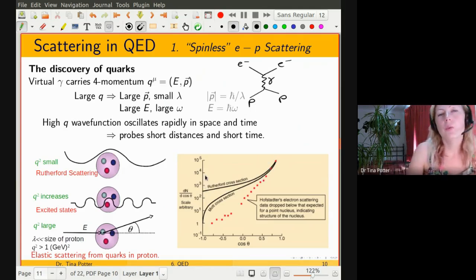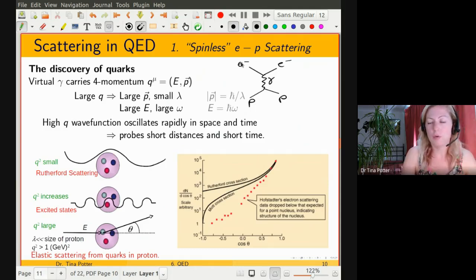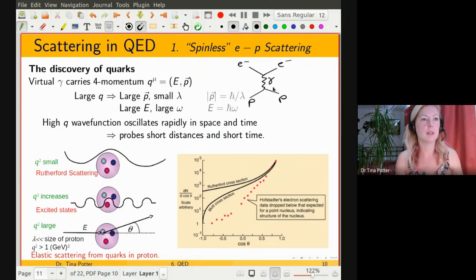Now, if you increase the energy of your electron that you're firing at the protons, you will increase the q squared of this photon. You'll increase its invariant mass. It will have larger energy and momentum. It will be able to probe smaller distances. So as it increases, it'll start to see the structure of the proton, or at least start to see some of the more excited states within the proton.